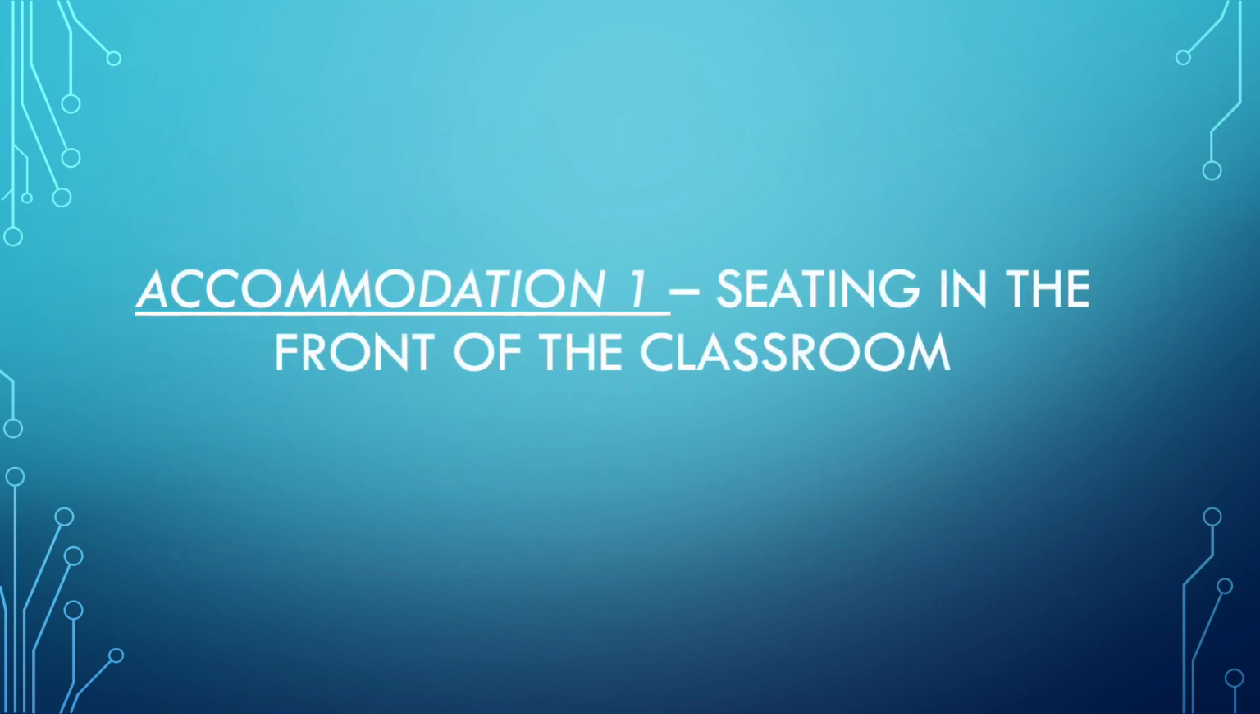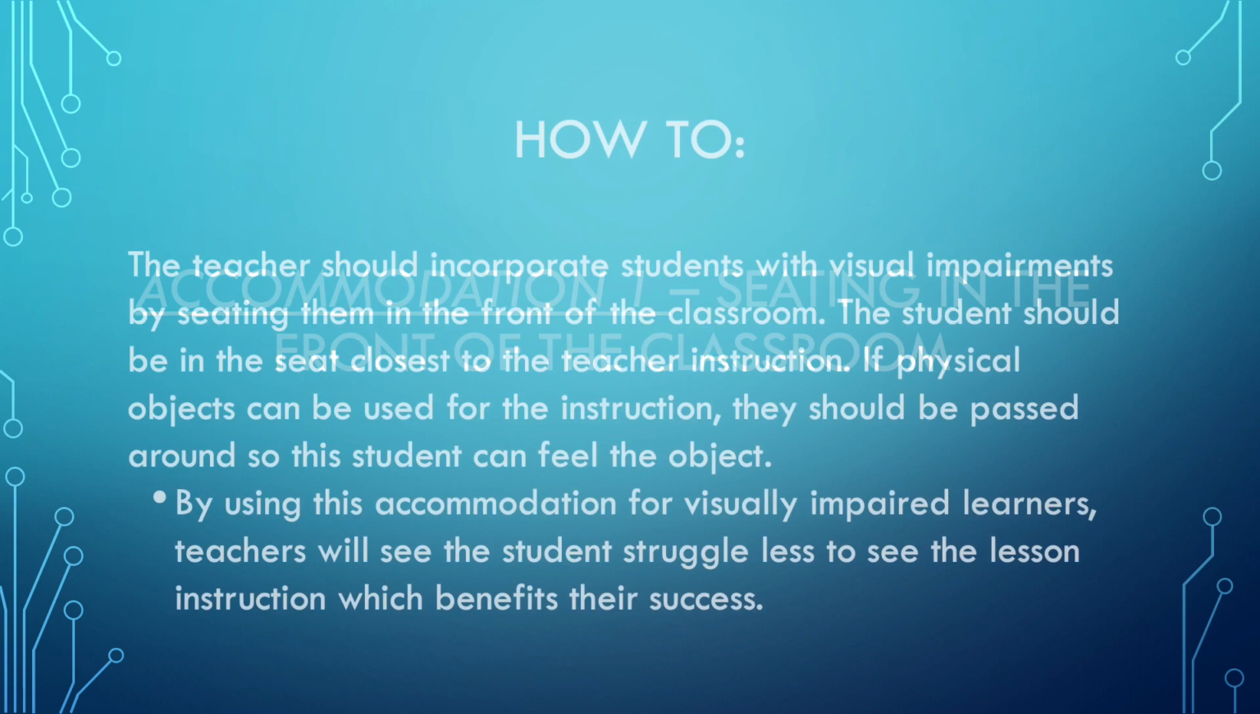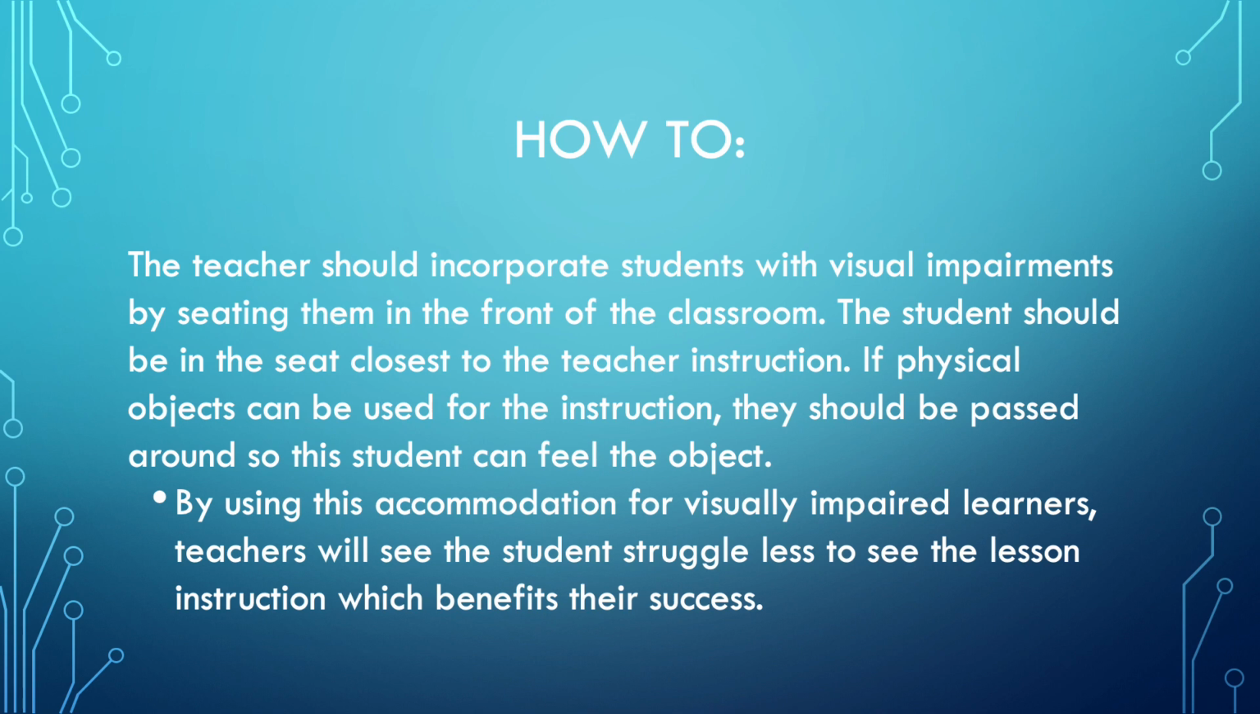My first accommodation is going to be seating in the front of the classroom. It's going to be focused on adjusting where that student is going to sit in the classroom. A step-by-step of how a teacher should go about using this accommodation would be putting them in the very front of the classroom, as close to the teacher when she's instructing as possible.